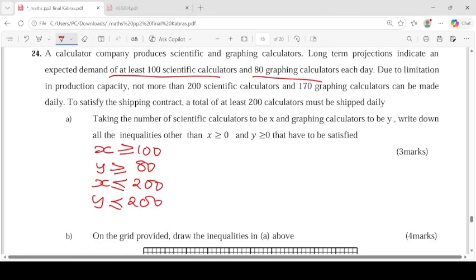But now here is the trick. They are saying to satisfy this, a total of at least 200 calculators must be made. Meaning, when I take the number of scientific calculators plus the number of graphic calculators, the total should be greater than or equal to 200. This Y value here should be less than or equal to 170. And these are all the inequalities in the statement.